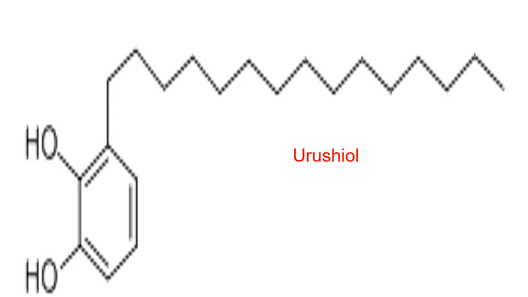This is the chemical formula of urushiol. It is a benzene ring with two OH groups and a long carbon side chain. The differences in toxicity in poison ivy, poison oak, and poison sumac are due to the differences in the length of the side chain. Poison ivy has a side chain with 15 carbons. Poison oak has a side chain with 17 carbons. Poison sumac has 13 carbons in its side chain and is the most toxic of the three plants.